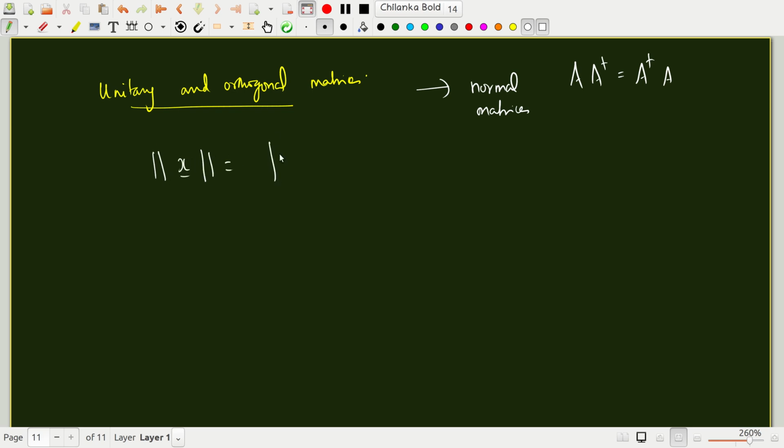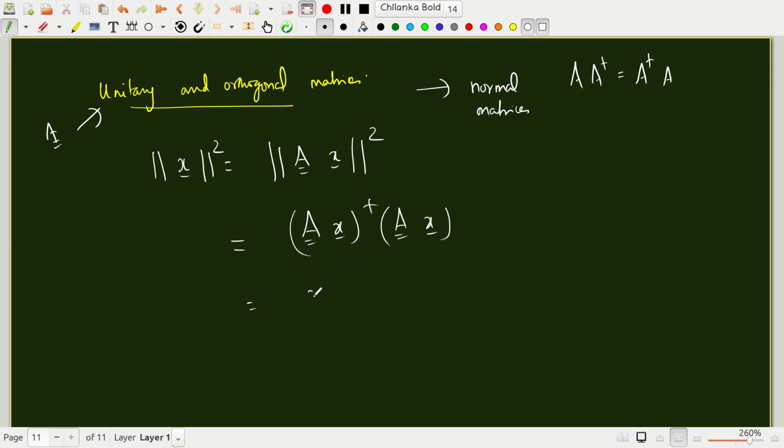What are unitary and orthogonal matrices? Suppose I take a vector. If A is a unitary matrix and I transform it, then you can show that the norm of the vector remains the same. The length of the vector does not get altered. Why? Because this is nothing but Ax the whole dagger Ax, which is x dagger A dagger A x. But for a unitary matrix, A dagger is equal to A inverse. So this means that this is identity.